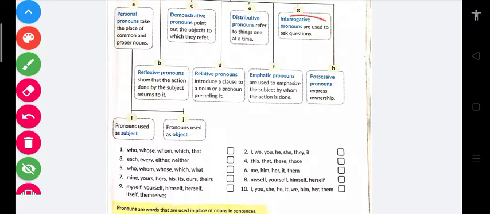Here you can see interrogative pronouns. So in interrogative pronouns, you can see the question words. That's it. So who, whom, whose, which, what are the question words. Clear? But that is not a question word, no? So that's why if I talk about this particular thing, part number 1, who, whose, whom, which, that, these are relative pronouns. Clear?